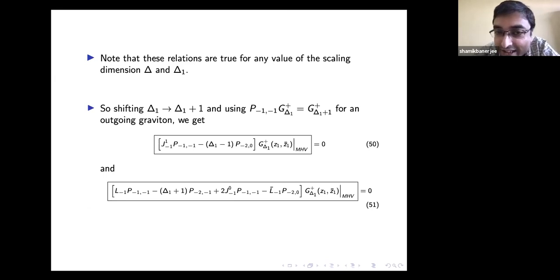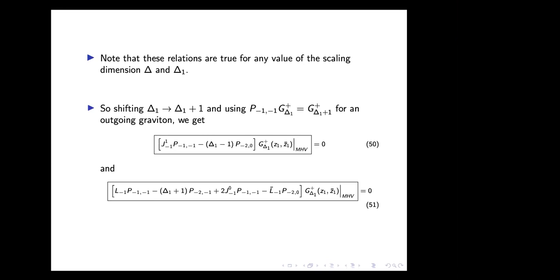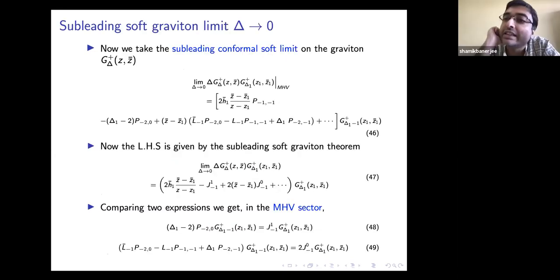Shamik, one question. In the OPE, apart from G, wouldn't you expect any other operators also? No, this is just GR, so you don't have anything else other than G. If you include some scalar fields or something, then you can get those things. But this is just GR.